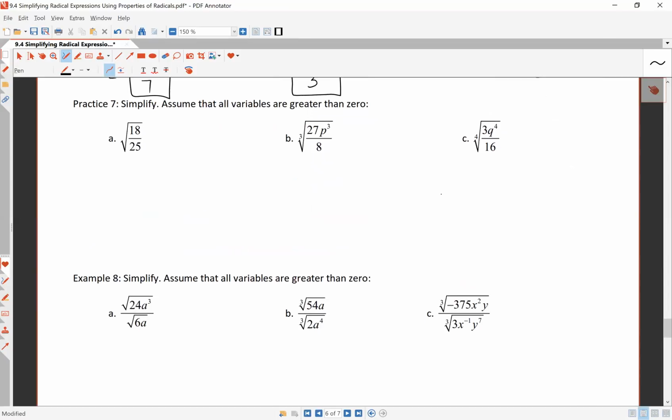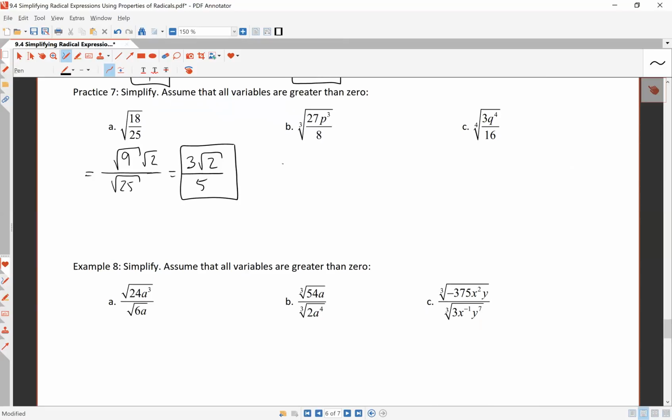Now that you've had a chance to work these out, I'll work these out with you. Here, our denominator is a perfect square, and the numerator is 9 times 2. Square root of 9 is 3, times square root of 2, over 5. Here, our denominator is a perfect cube, cube root of 8. The numerator is also a perfect cube. Cube root of 27 is 3. Cube root of p cubed is p. Cube root of 8 is 2.